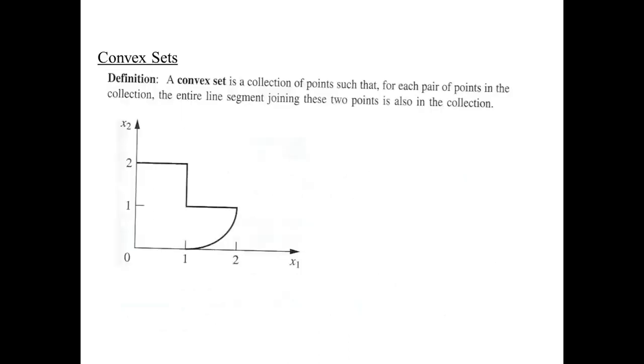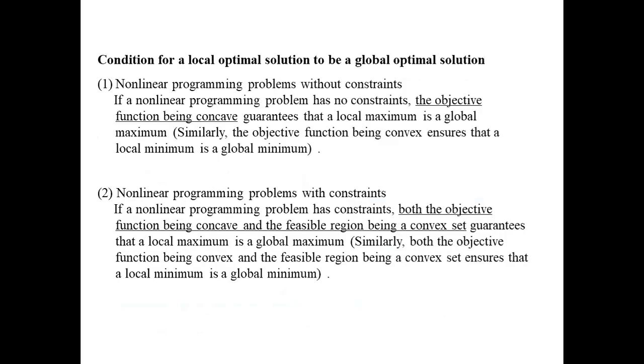Okay, so how about a convex set? A convex set is a collection of points such that for any two points in the collection, the line segment joining them is also in the collection. So if you take this set, for example, this is convex. This is also convex. I mean, the left one is not convex. The right is convex.